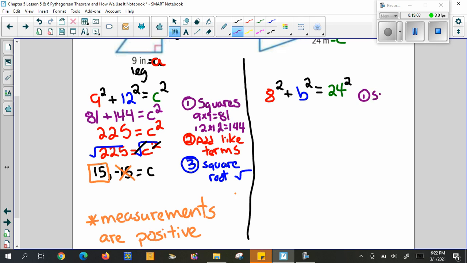First up, we're going to do the squares again. So that's 8 times 8 and 24 times 24. 8 times 8 is 64 plus B squared, because I have not and I cannot evaluate the B. 24 squared is 576.